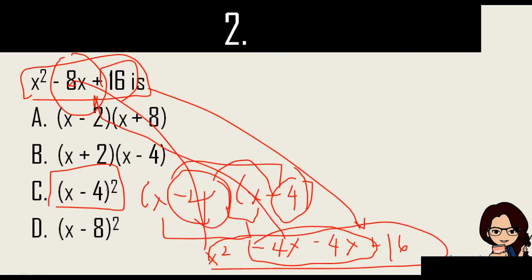Now, what's the clue there? When you see a trinomial that looks like this, negative 8x is basically twice a certain number. 2 times a certain number. And the last term is that same number squared. And you see it's negative, then it's probably going to be like this.